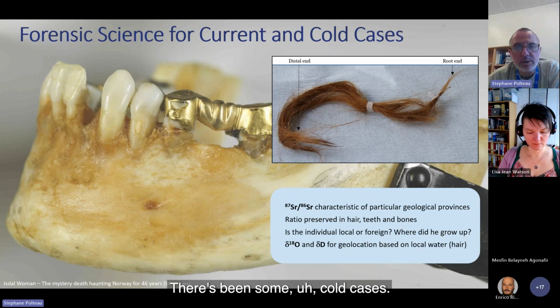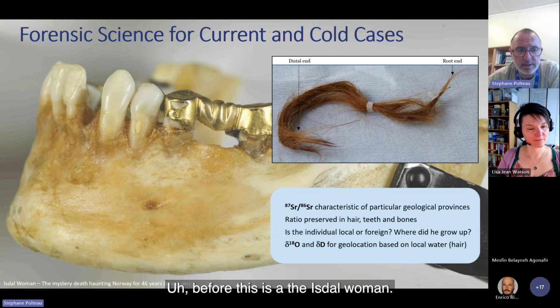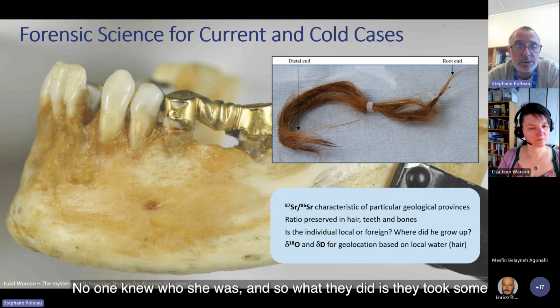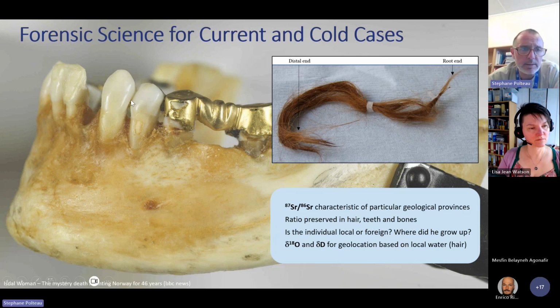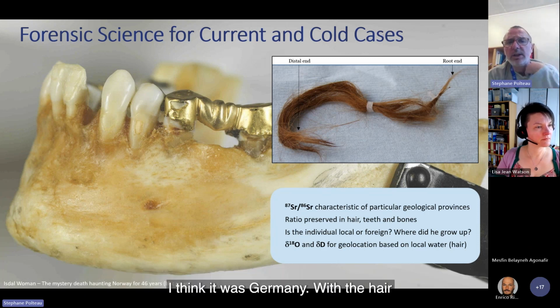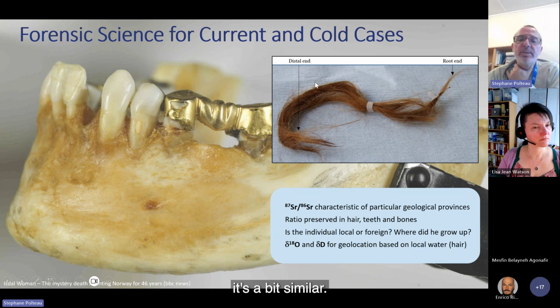There's been some cold cases before. This is the Isdal woman. It's a woman that died about 46, 47 years ago, and no one knew where she was from, no one knew who she was. And so what they did is they took some teeth and they analyzed for the strontium, and they could say that she was probably not from Norway, I think it was Germany.